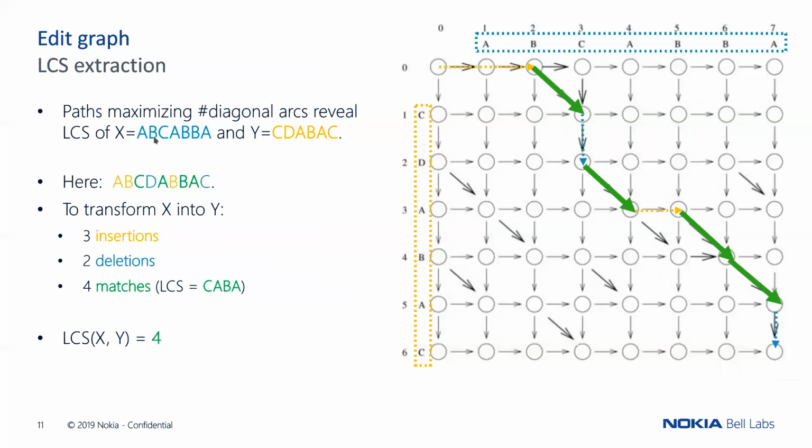So I considered my blue string and my orange string. And here, if I consider this path, I can see that to move from the string X to Y, I will remove arc AB, but I will keep C, and I will insert D, but I will keep A, etc., etc., which corresponds to this path. And so the LCS corresponds to the green arcs. The insertion operations correspond to the orange arcs, and the deletions correspond to the blue arcs.